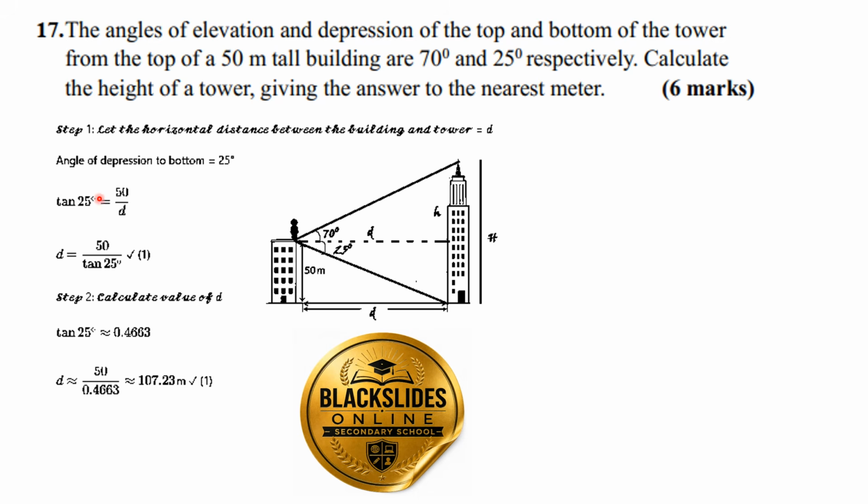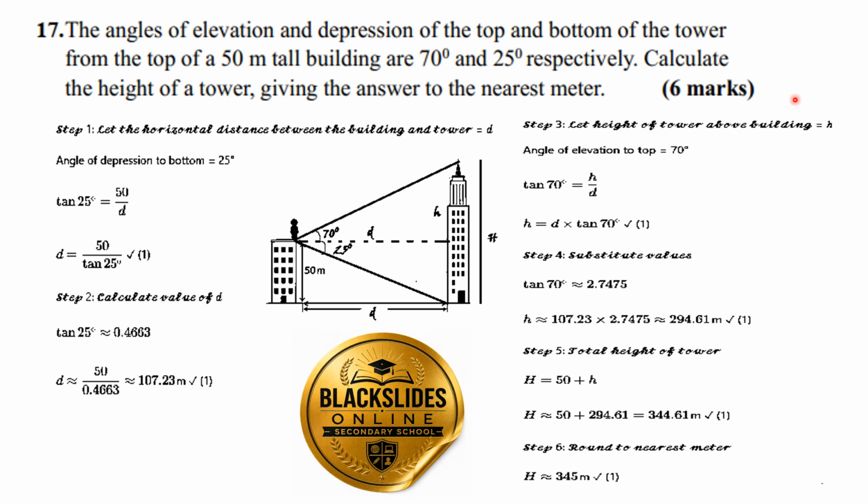So in this case, tangent of 25 is 50 over d. Solving for d will give us d equals 107. Please make sure you can do this. Just find 50 divided by tan 25. You should be able to get this one here, and then simplify both sides. Make d the subject. You'll find d is equal to 107. So this d, as well as this one here, is 107.